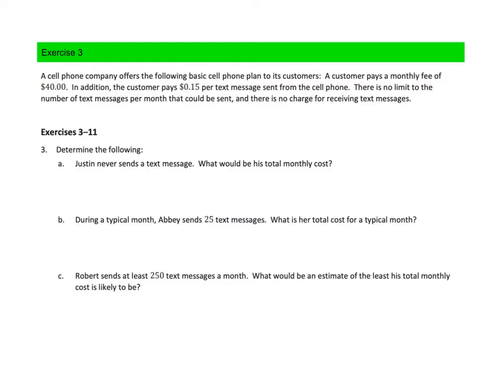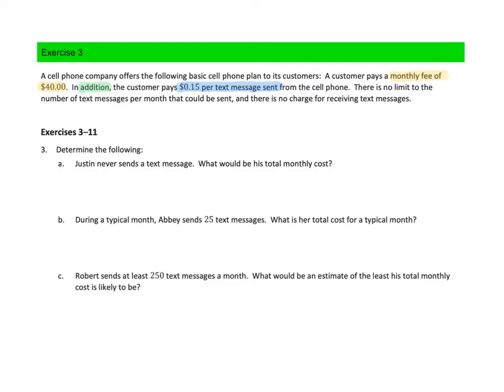So a few things I want to identify here. There's a monthly fee of $40. And in addition, I'm going to be using an addition sign to that, the customer pays 15 cents per text message sent. Okay, so I'm going to be writing an equation here, and I need to figure out what is going to be my x value, what is going to be my y value.